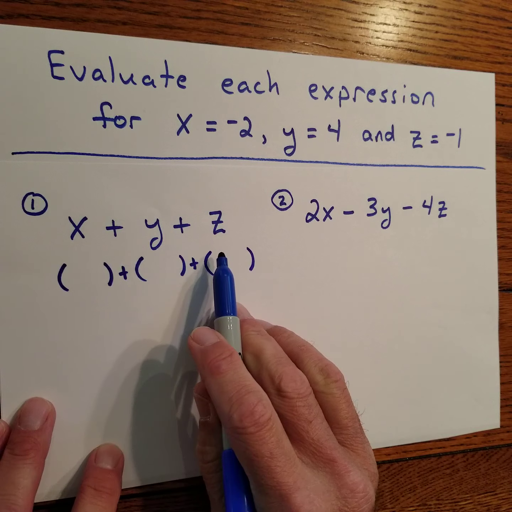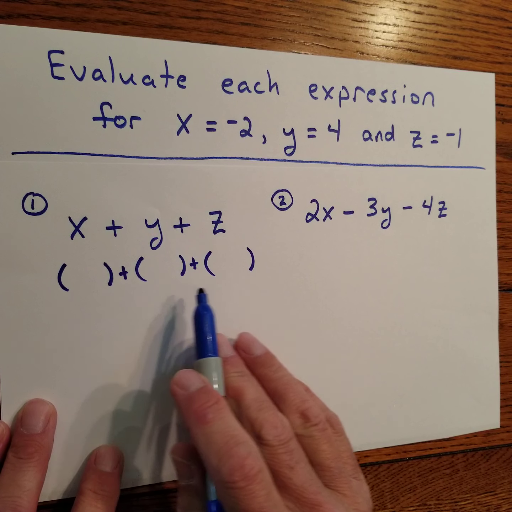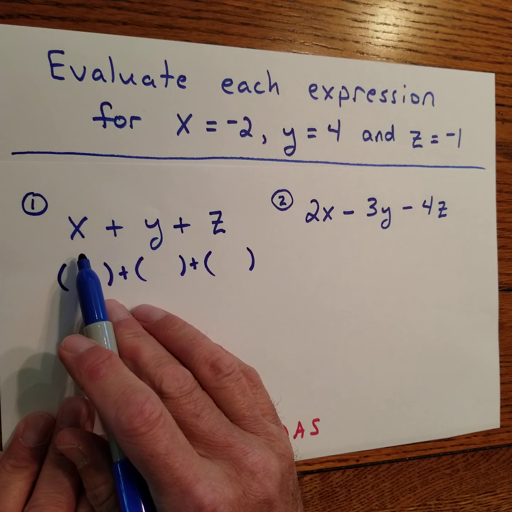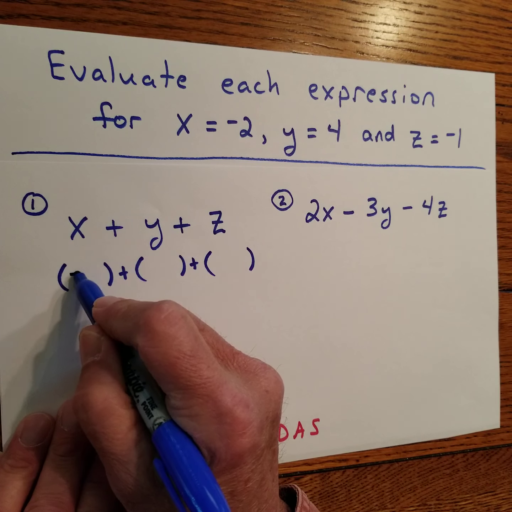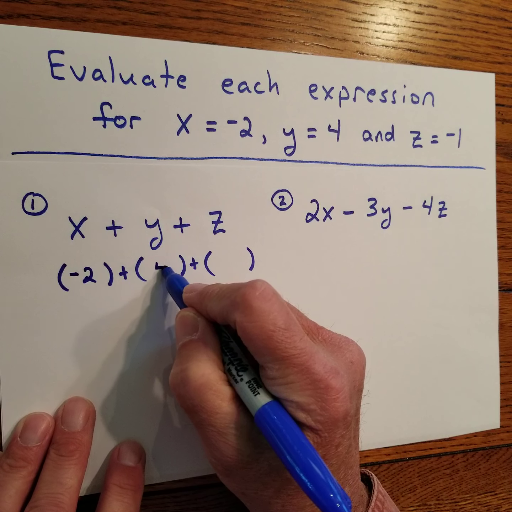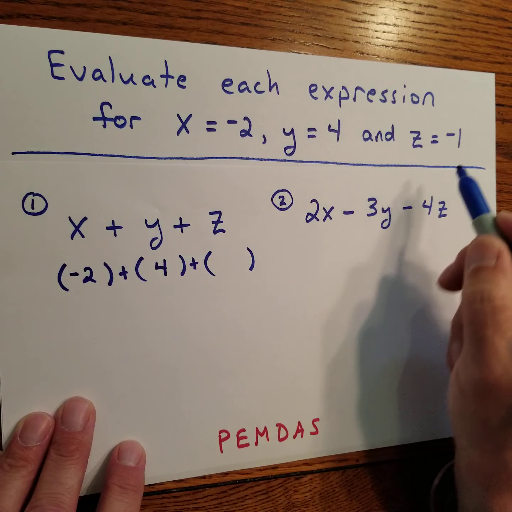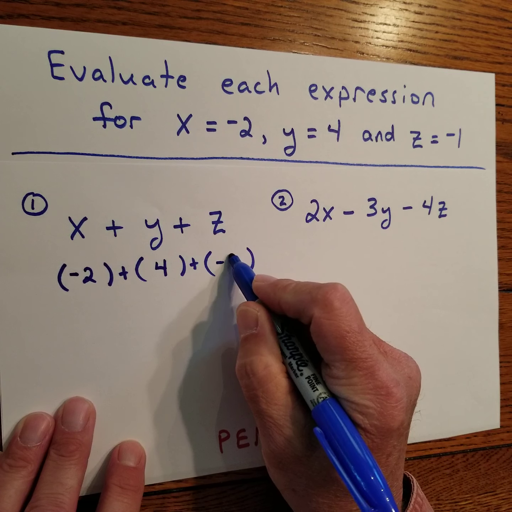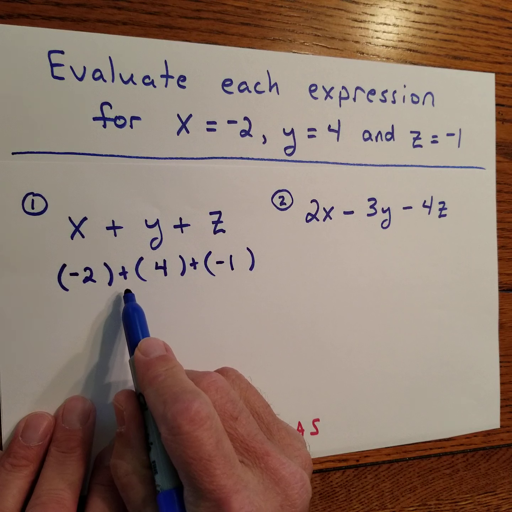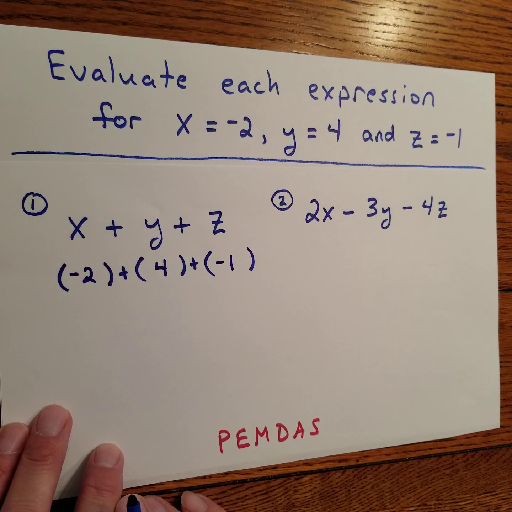x + y + z becomes (x) + (y) + (z). Now, into those parentheses, for x, put a -2. For y, put a 4. For z, put a -1. And then evaluate. All I have now is addition.